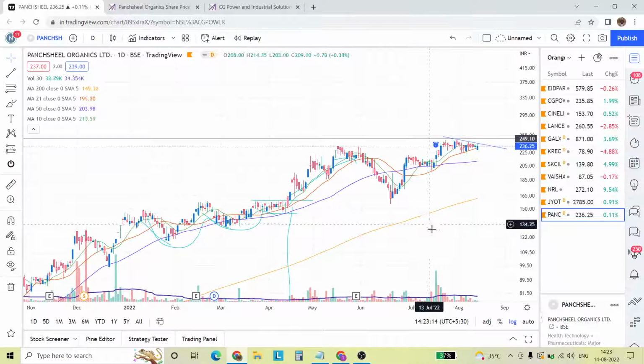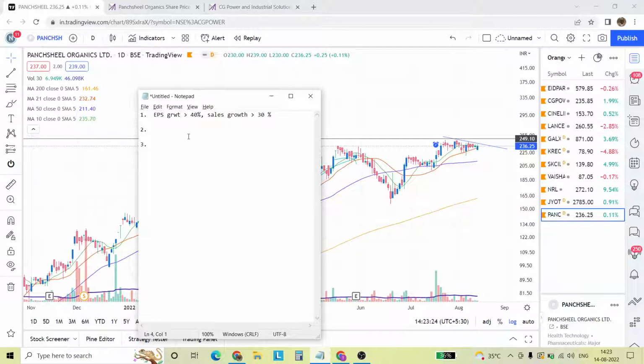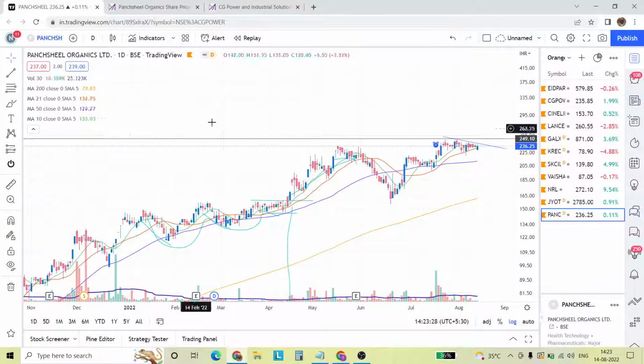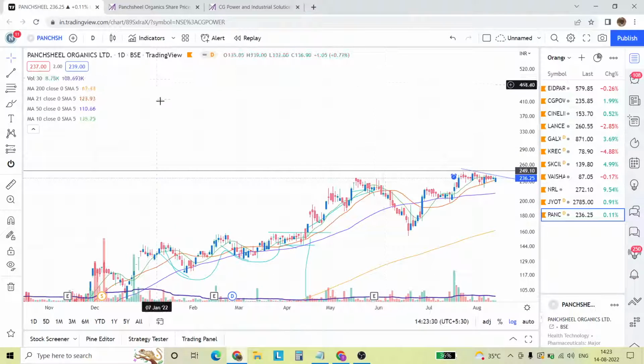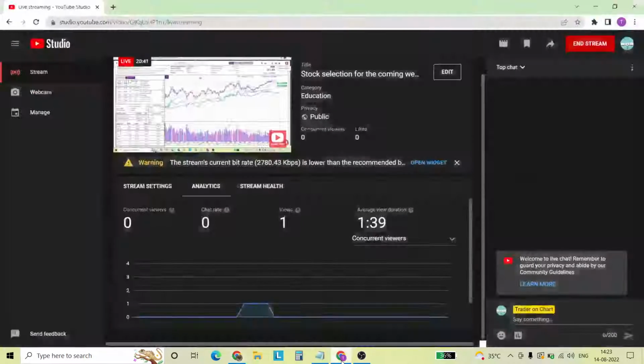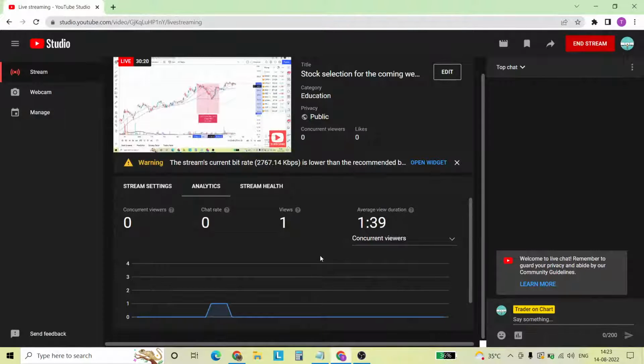Yeah, so this process I'm going to do, and it'll take hours, and I just wanted to show you how I do my stock selection. There are a few methods. This is one of the methods, and other methods I will reveal in next week's video probably. Yeah, and that's it, guys.